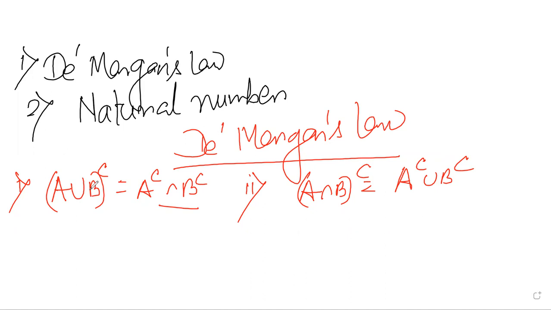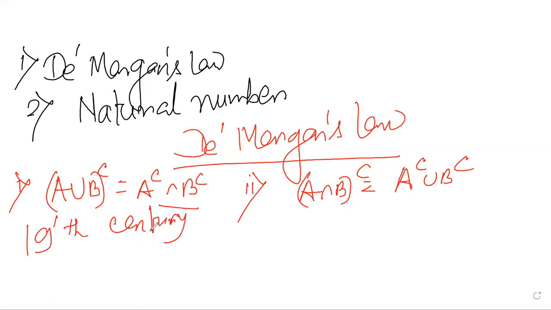Now, De Morgan's law is named after the famous English mathematician Augustus De Morgan, who actually gave this formula in the 19th century. Okay.